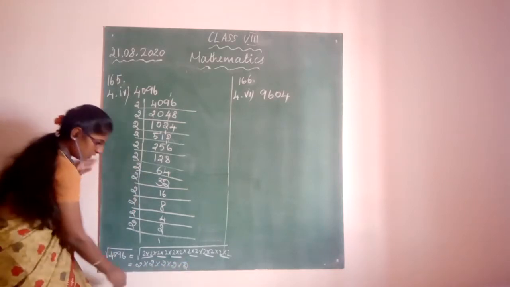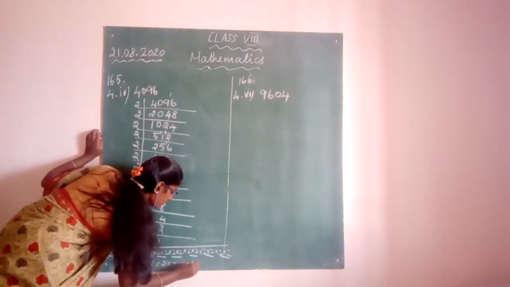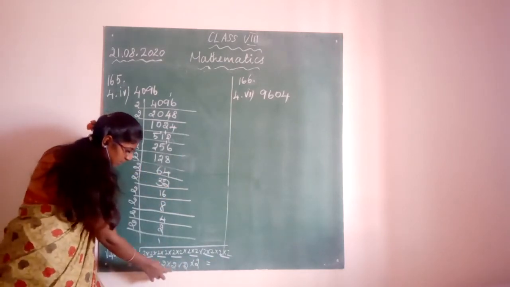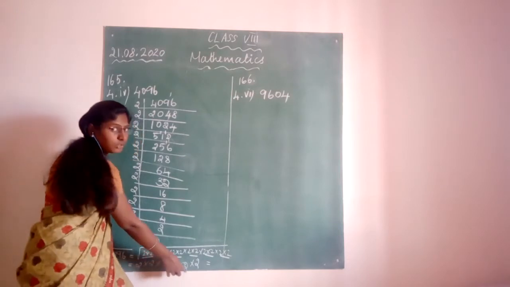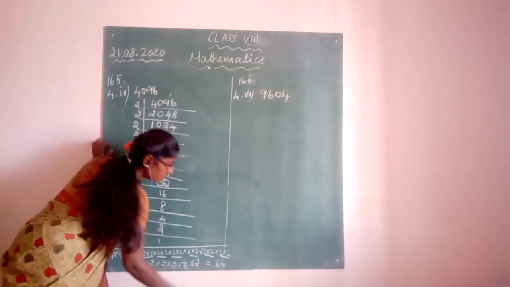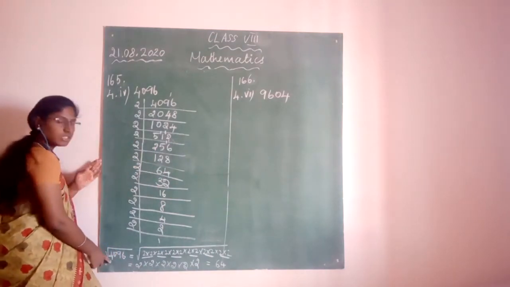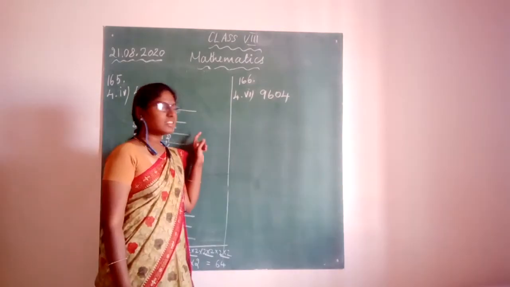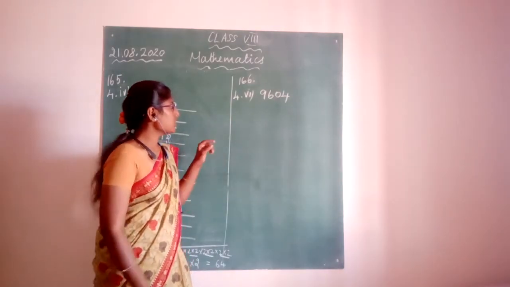Okay, so what is the answer here? 2 2s are 4, 4 2s are 8, 8 2s are 16, 16 2s are 32, 32 2s are 64. Okay. So root of 4096 is 64. Is it clear? Next, coming to 9604.